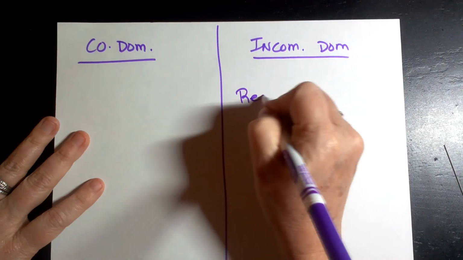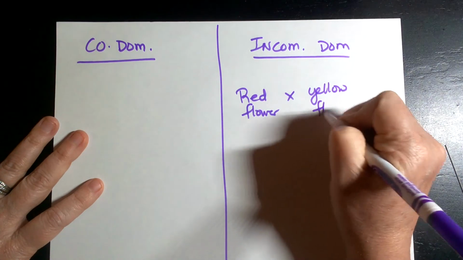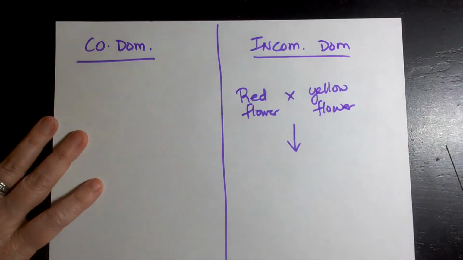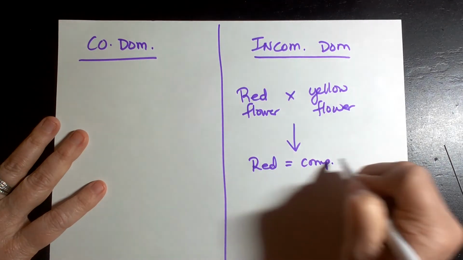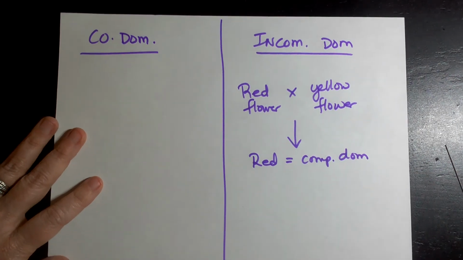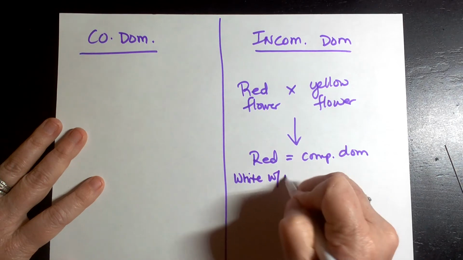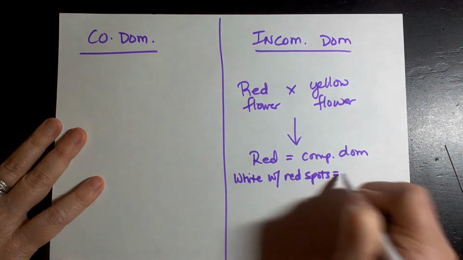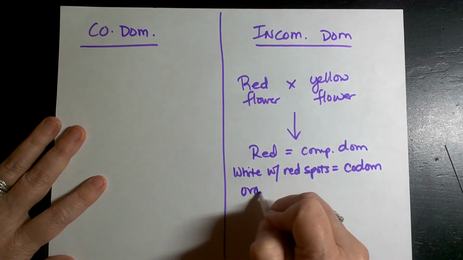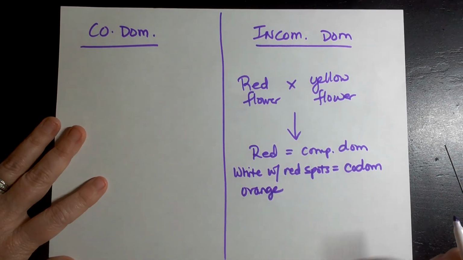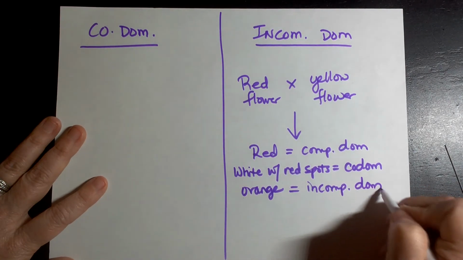So you'll have a red flower mixed with a yellow flower, right? And if all of their offspring are red, then it would be complete dominance. If all of their offspring are white with red spots or stripes or something, we would call it codominant. But if all of the offspring are orange, and if you didn't know, red and yellow mixed together make orange, this is going to be incomplete dominance.